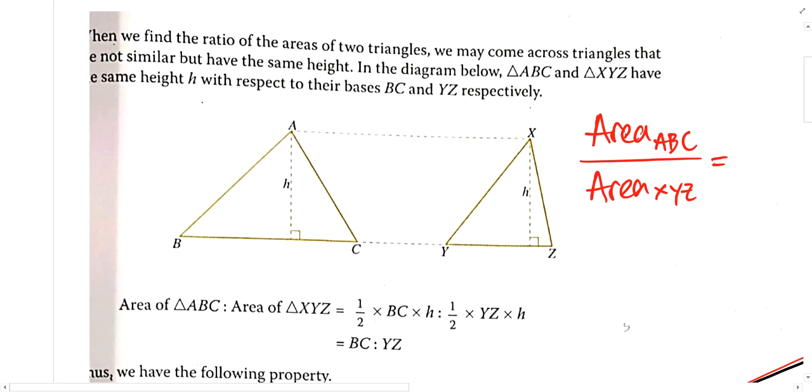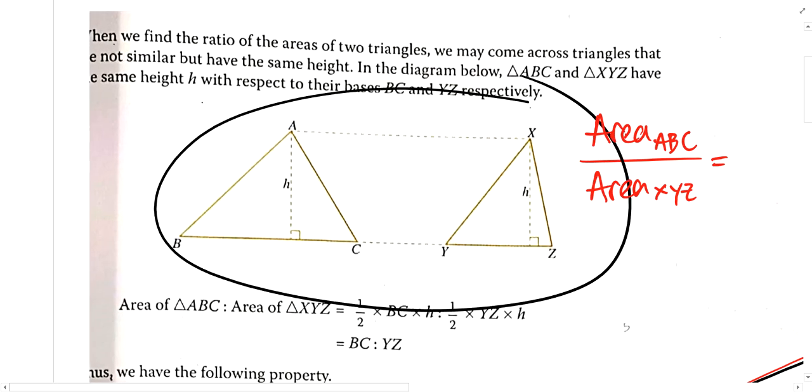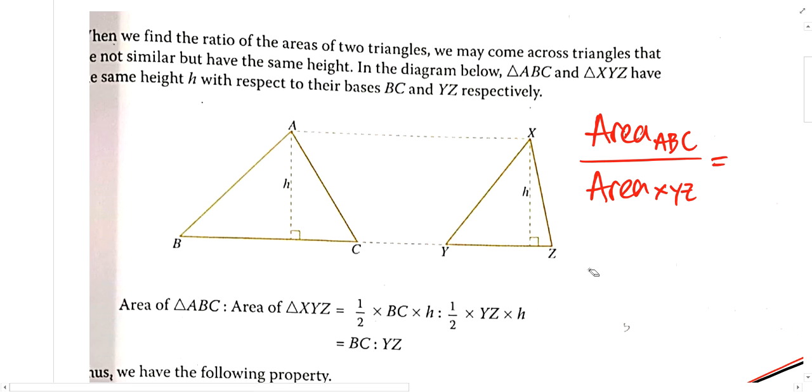Now I've got 2 triangles. These 2 triangles, do they look similar to you? No. Just by looking, do they look similar? No, right? The angles look quite different. But there is actually a relationship between their areas. Before we talk about the areas, is there something else that is similar for these 2 triangles? The height is the same, right?